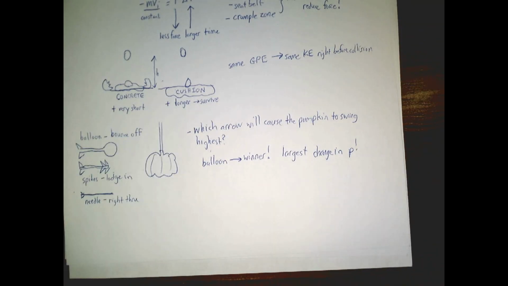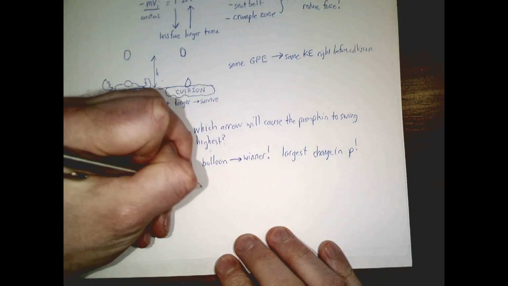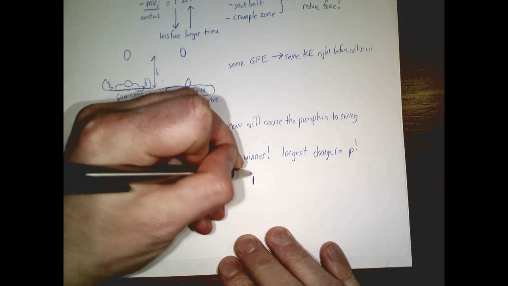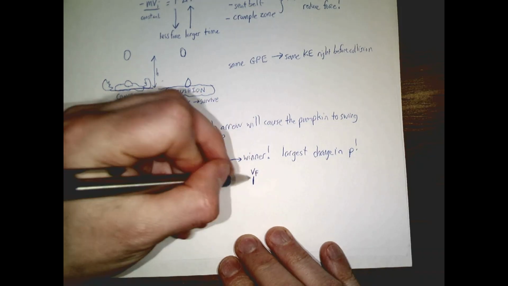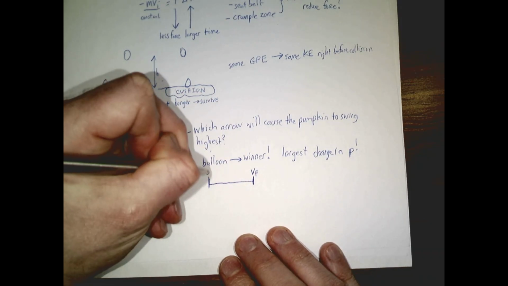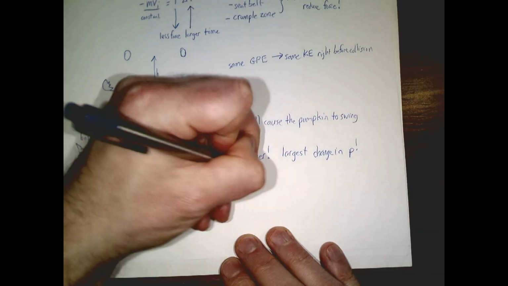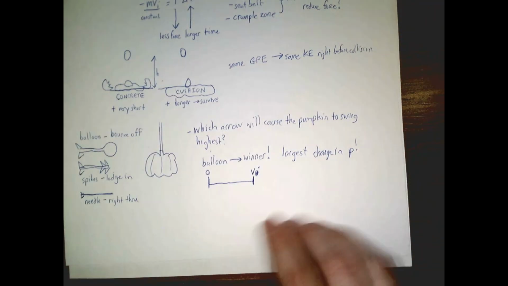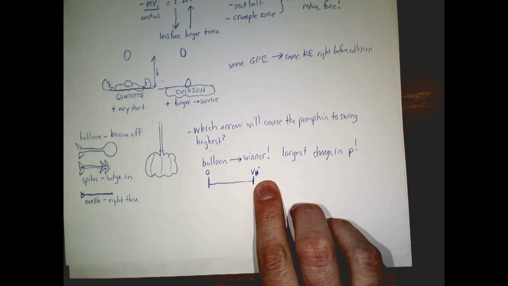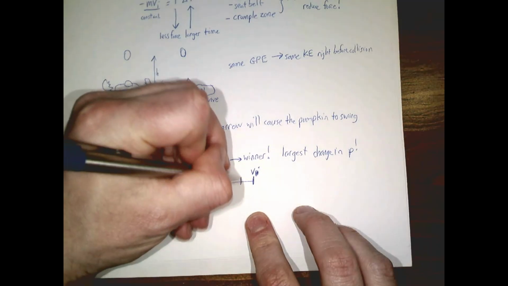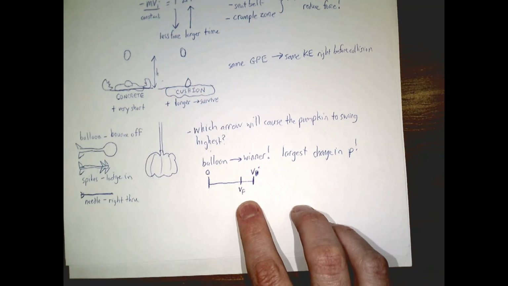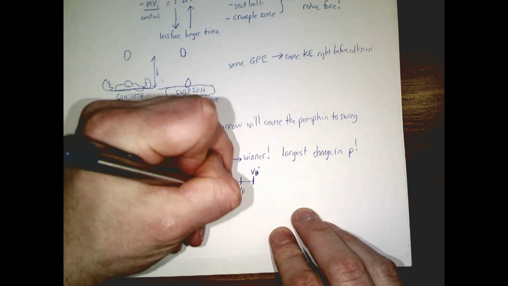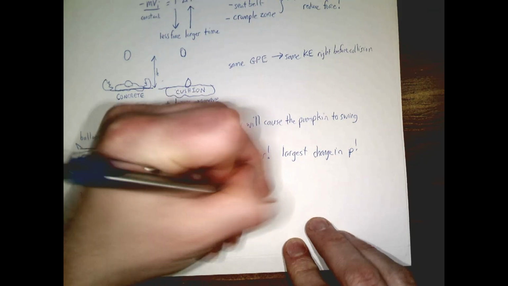Let's look at the needle, for example. Well, usually when I do this, nobody picks the needle. It's pretty clear that the needle's not going to make the pumpkin fly up if the needle's going to go right through. Well, if we think about the initial velocity, all the arrows are shot with the same speed. The arrow comes in at some initial speed. It hits the pumpkin and it escapes the pumpkin going at some final speed. It's really sleek, so the final speed is pretty close to where we started. So this change in momentum here, delta V, is small.